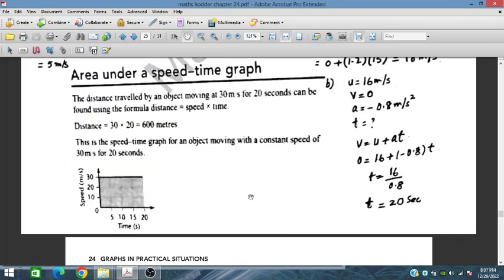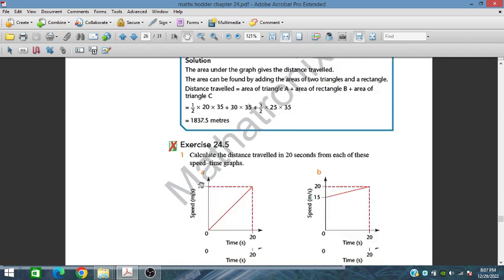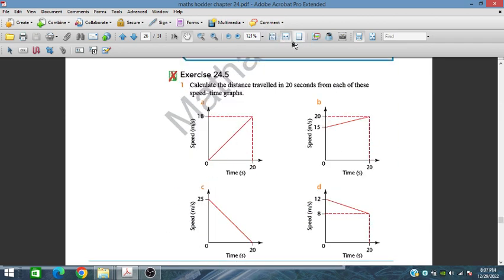Bismillah ar-Rahman ar-Rahim. In this session, we will discuss area under a speed-time graph. This is speed and this is time, and we have to integrate this speed within this time to obtain the distance covered. This kind of problem we will discuss in this session.